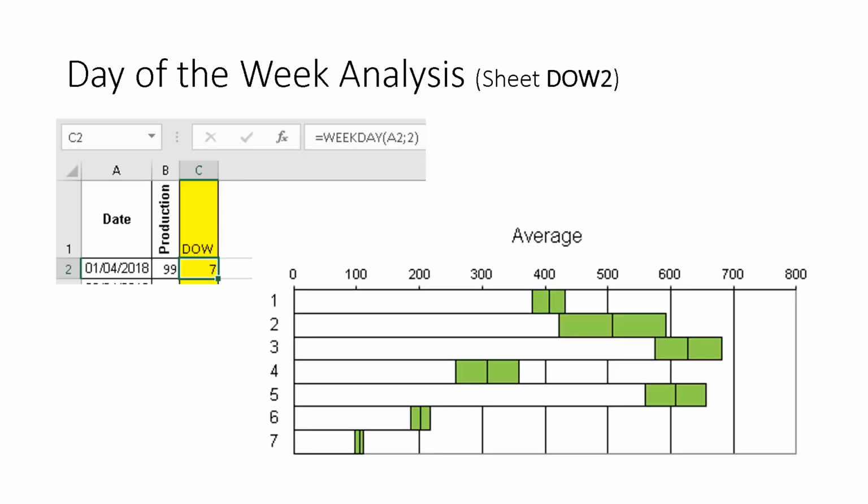We have added column C with the day of the week calculated with a formula from the date. We then computed the confidence intervals for the average production of each day of the week. From this Gantt chart of the confidence intervals, we see that Wednesdays and Fridays have the highest production, and all the other days, the average production is significantly lower.